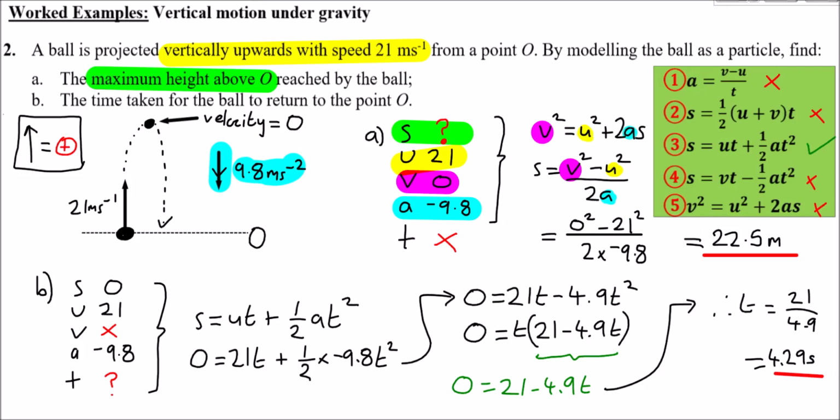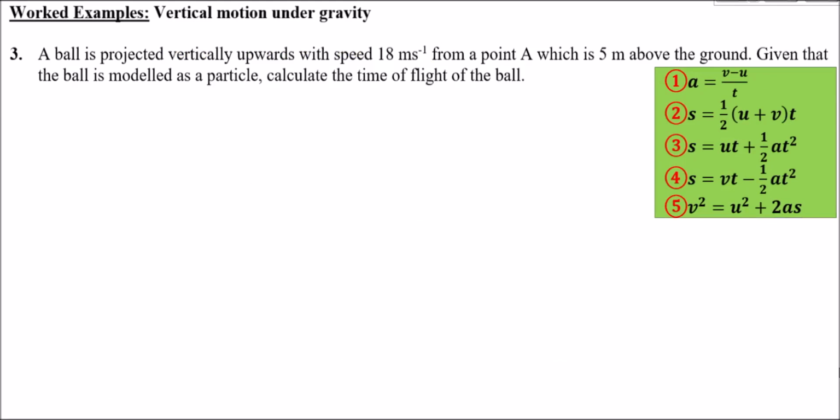Let's now have a look at the third question, worked example 3. Worked example 3, it takes things up another notch in difficulty. So this time we've got a ball going vertical upwards again, initial speed 18 meters per second from point A, but this time look, it's 5 meters above the ground. So it says, given that the ball is modelled as a particle, calculate the time of flight of the ball. Okay, so time of flight, all this means, it doesn't mean the ball's going to grow rings and fly away. It just means how long it's in the air. How long the ball is in the air for.